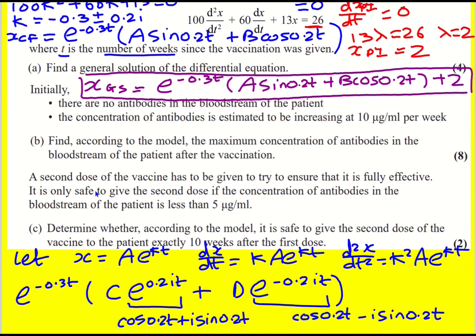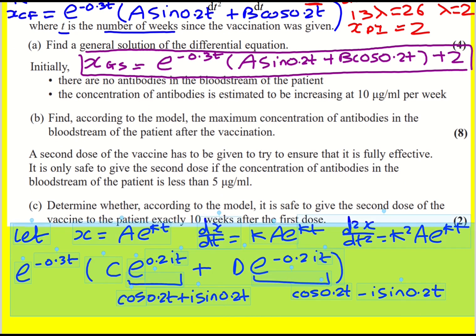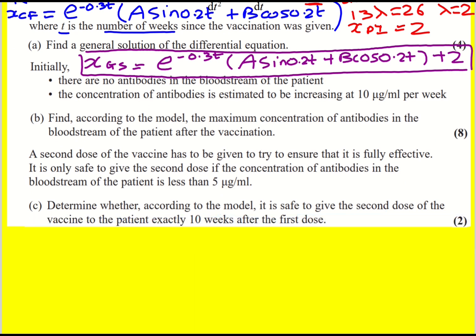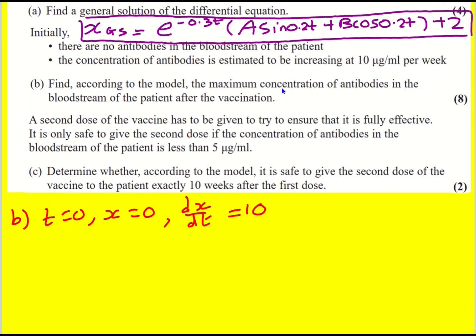Right, now we're told initially there are no antibodies in the bloodstream of the patient. So when t is 0, x is 0. And the concentration is estimated to be increasing at 10 micrograms per milliliter per week initially. So dx by dt when t is 0 is estimated to be 10. Using that information, we can get a particular solution, which we're going to need because then we're asked to find the maximum concentration. But one thing at a time.